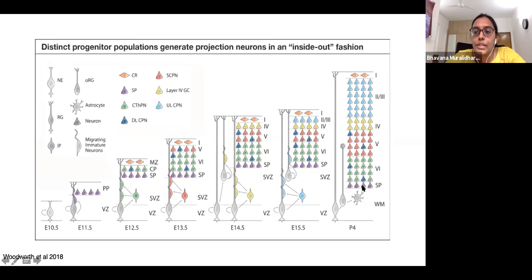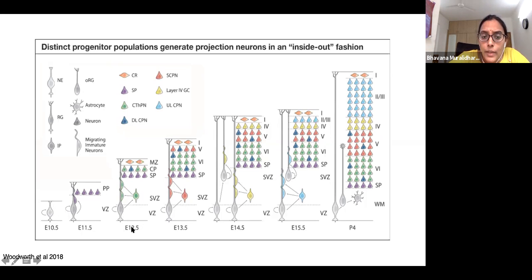And how this comes up in development is, to begin with, at 10.5, it's only neuroepithelial cells. They can undergo direct neurogenesis and make some initial neurons called the preplate neurons. Then they become the apical radial glia, which also undergo direct neurogenesis, or give rise to a basal progenitor, which gives rise to a neuron.